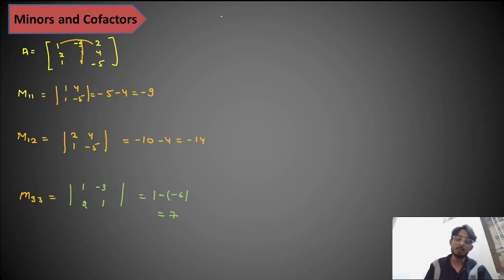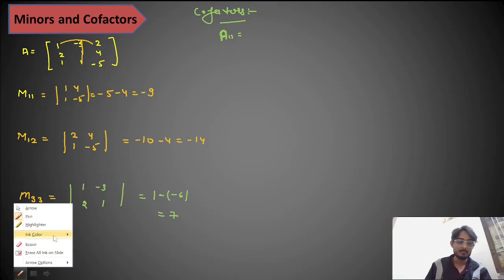Now we will talk about cofactors. How can you find the cofactors of any matrix? For finding the cofactor, you will write the cofactor as A11. Okay, this is the sign of A11. How can you find this cofactor? So for finding the cofactor of any matrix, I have to erase this.